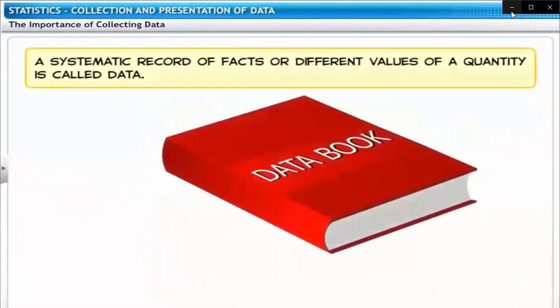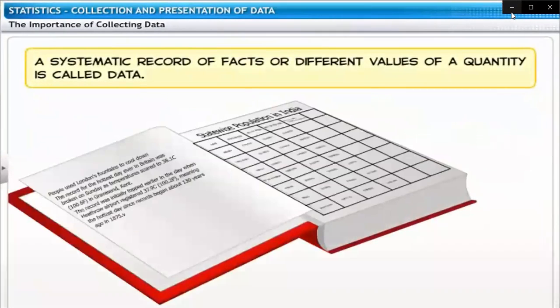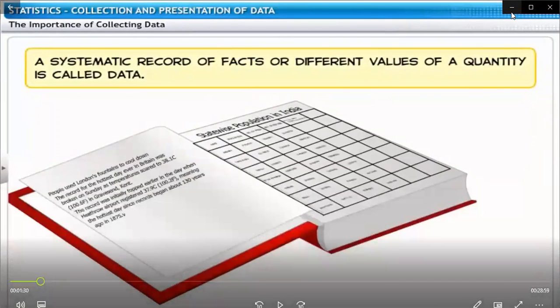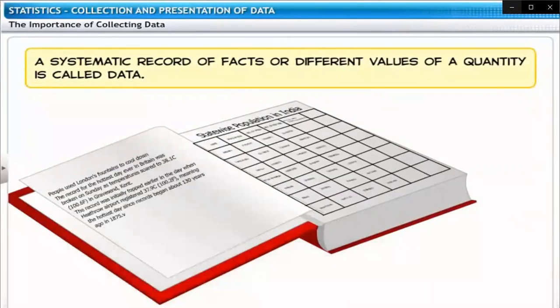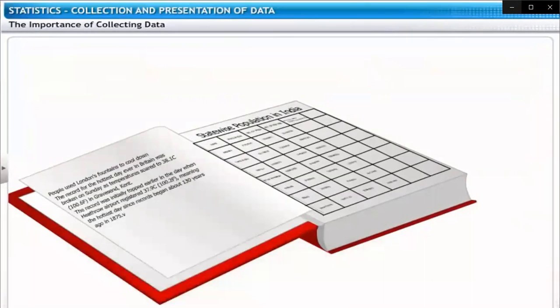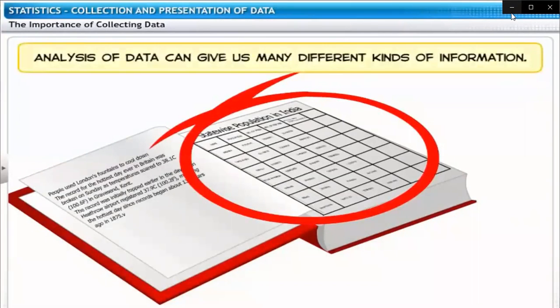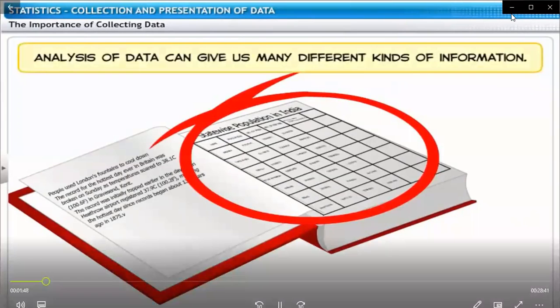So a systematic record of facts or different values of a quantity is called data. And we'll see a few examples over here. Such records and data are collected over a period of years and months. Data is collected with some specific tabular representations, and the analysis of data can give us many different kinds of information.